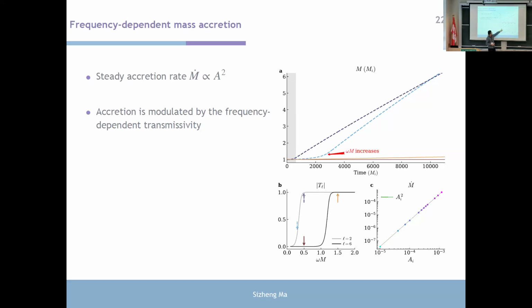Then the system transitions to the high transmissivity regime, and it becomes more efficient for the black hole to absorb the energy. So eventually you can see that the accretion slope becomes bigger than its initial stage. In our most nonlinear setup, this black hole can become 6 times bigger.